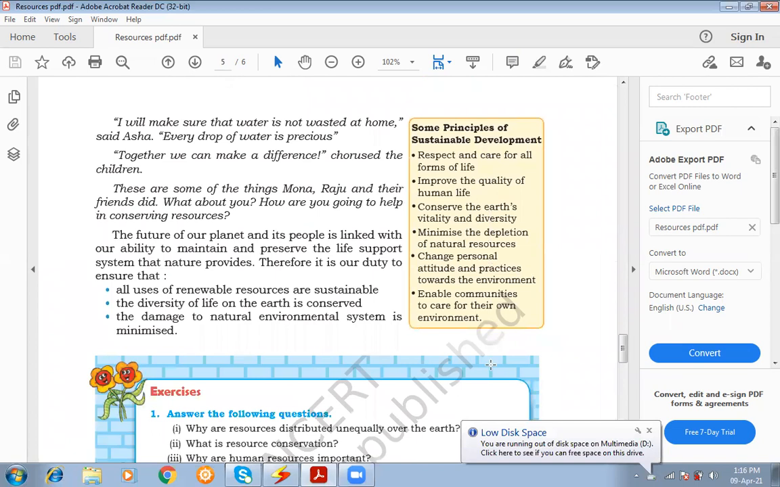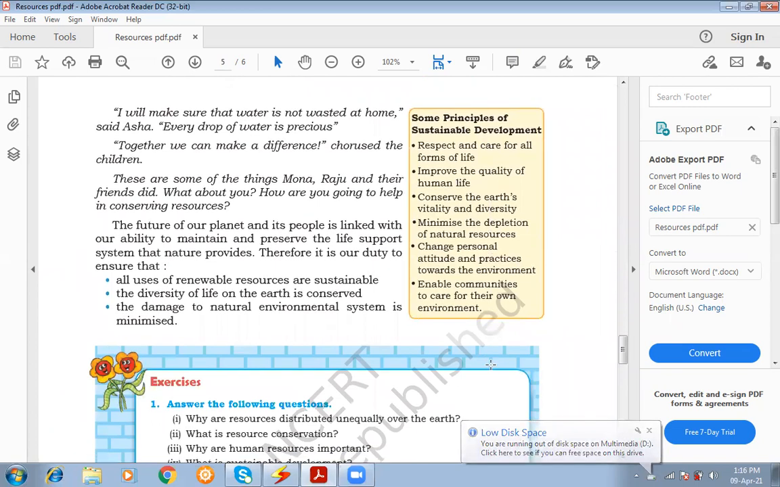"I'll make sure that water is not wasted at home." We should save water. If you're passing by and you see any tap running unnecessarily, you must go and close it. Every drop of water is precious. Just imagine a man abandoned in a desert, dying for water, and you're just wasting it over here.